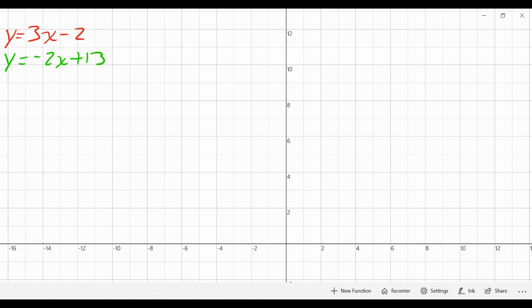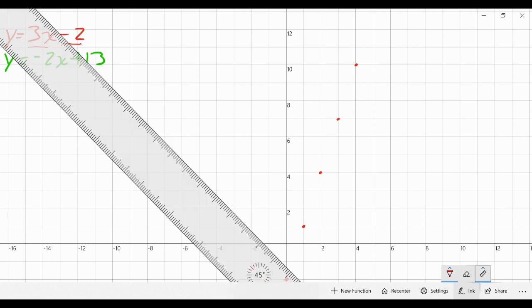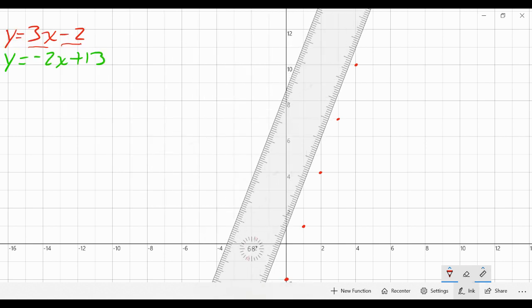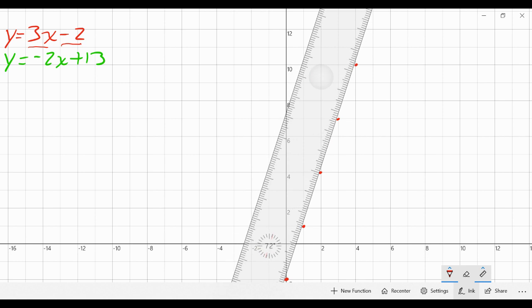So we're going to start with -2 is the y-intercept. So I'm going to go down here to -2 and put a dot. And we can see that the growth rate is 3 over 1. So up 3 over 1, up 3 over 1. Okay, we're going to draw our line here. Take the ruler, line this up here.